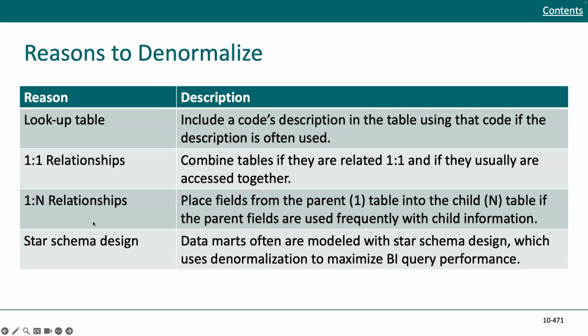For one-to-n relationships, we place the fields from the parent table in the child table if the parent fields are used frequently with child information. So once again, we're getting into caching, if you will. And finally, the star schema design. Data marts often are modeled with star schema designs, which use denormalization to maximize business intelligence query performance.